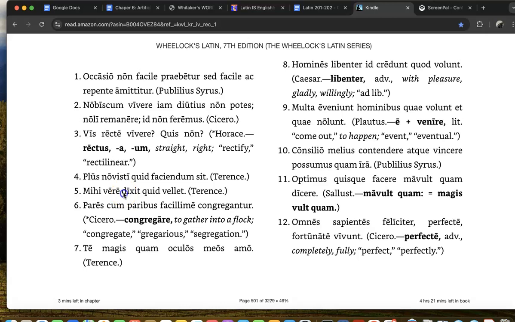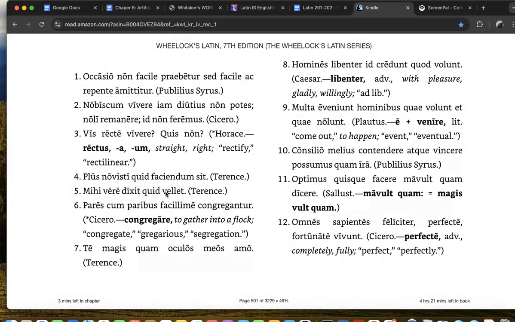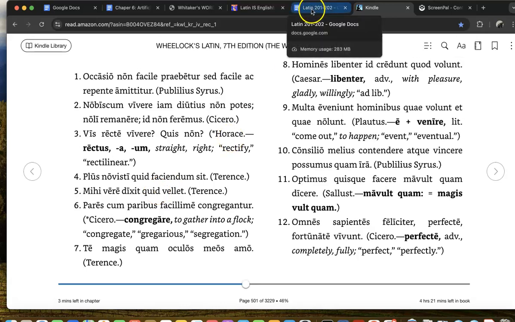But we have a clue here because the verb in the main clause is in the past tense. So that tells us that we need to put this verb also in the past tense. So we put it all together: he literally said to me truly what he wanted. So let me go ahead and write that down, and then I'll try to explain that further.